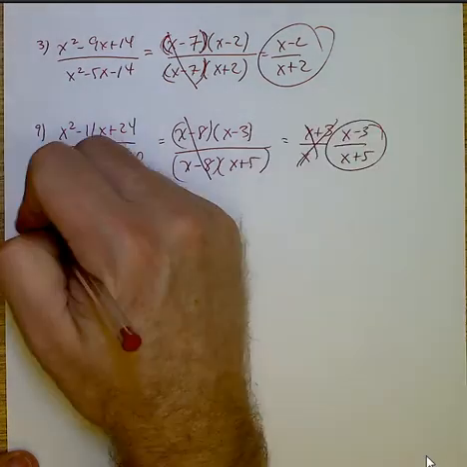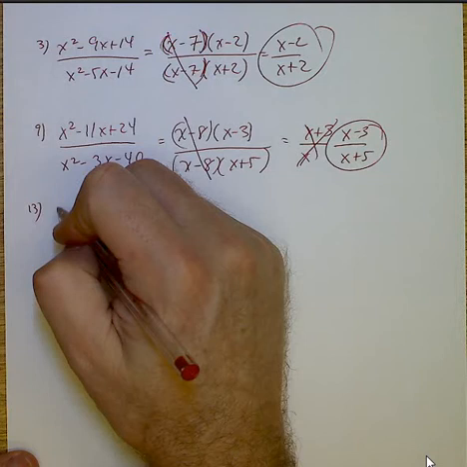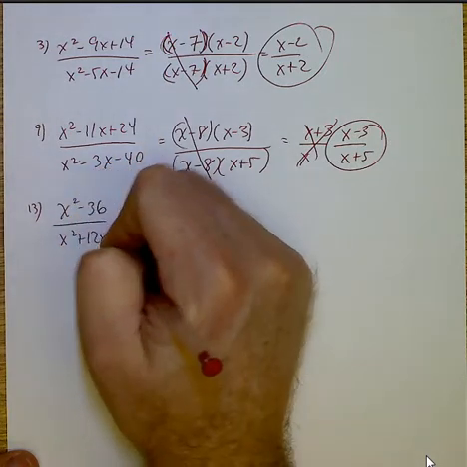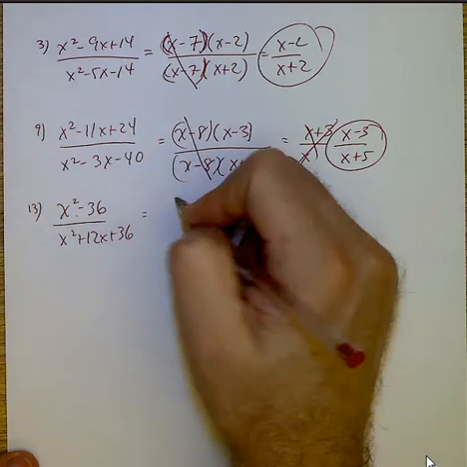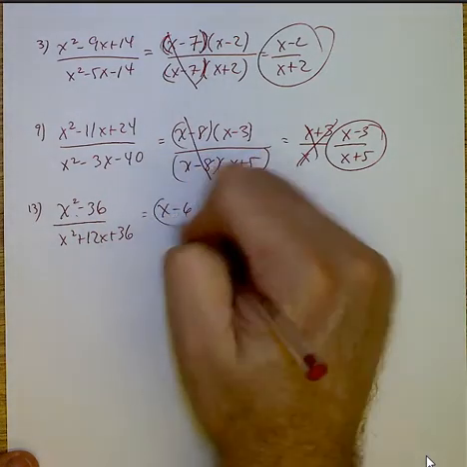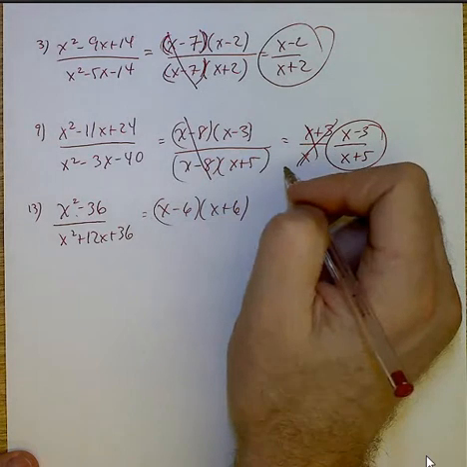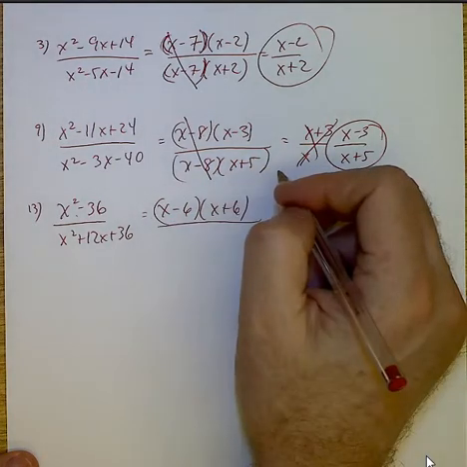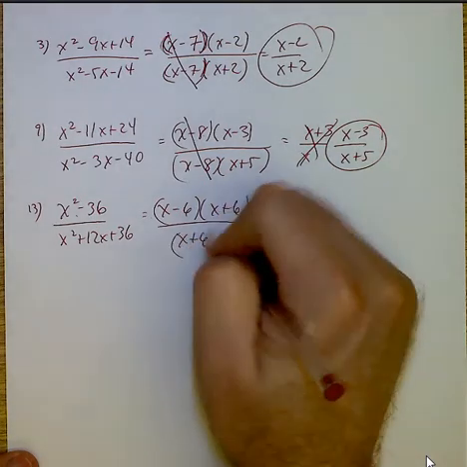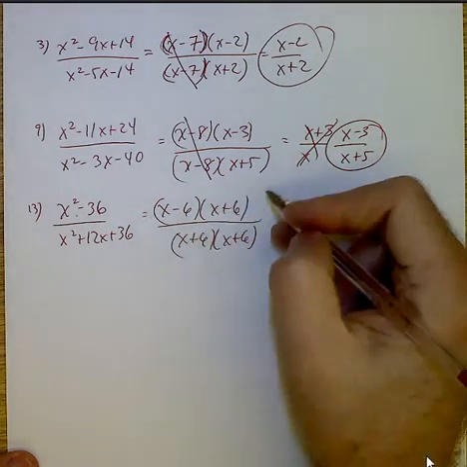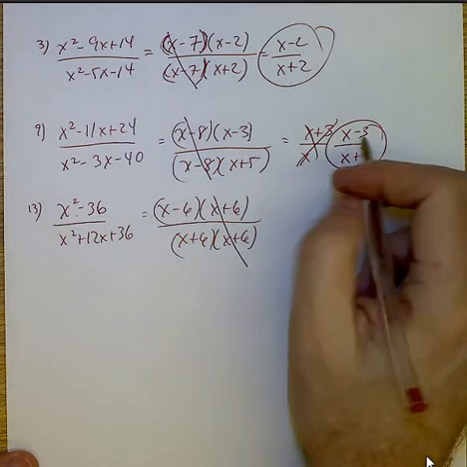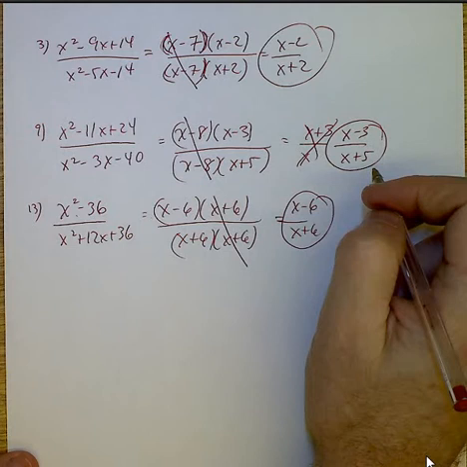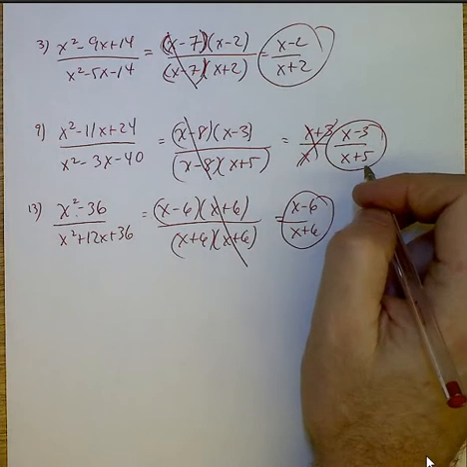Number 13, you'll have to remember the difference of two squares as another factoring method. In number 13, x squared minus 36, you need to remember that that's x minus 6 times x plus 6, difference of two squares. In the denominator, two numbers that multiply to 36 and add to 12, that's x plus 6 and x plus 6. We can cross out those, and we're left with x minus 6 over x plus 6. And that's basically how those problems work.